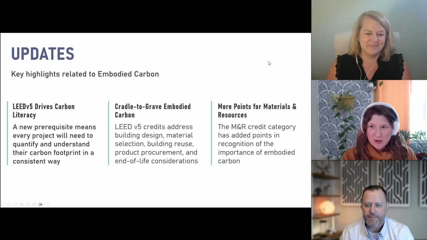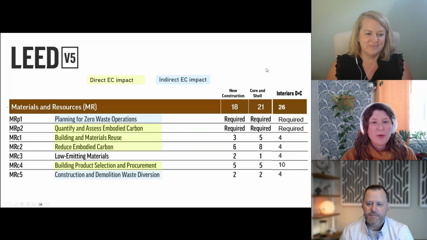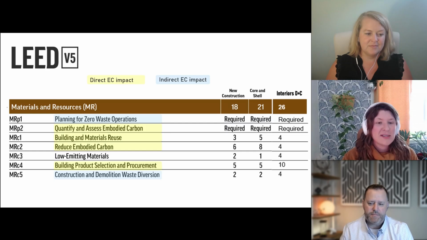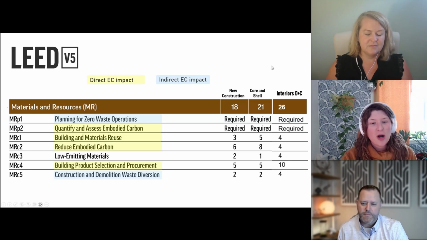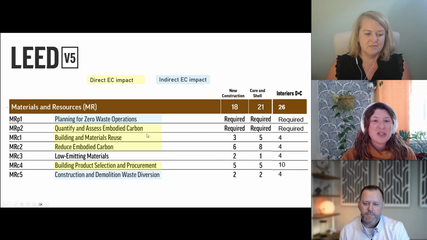So, looking back to our scorecard again, we've done an exercise here in which we want to highlight the credits that have a direct embodied carbon impact. And I think this again comes back to understanding how those impact areas map across the different materials and resources credits. So, you'll start to see where, of course, quantifying and assessing our embodied carbon and materials reuse have a direct embodied carbon impact. Even in the building product selection and procurement credit, we have prioritization of product specific EPDs and optimized EPDs. And so we're really seeing that quite directly.